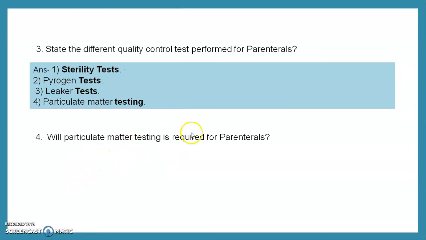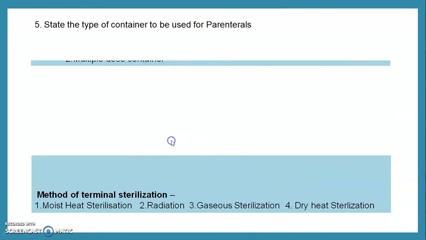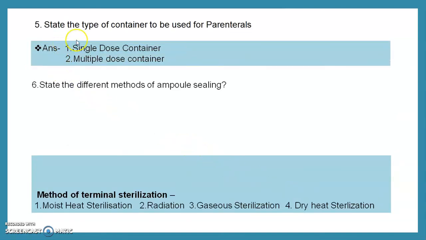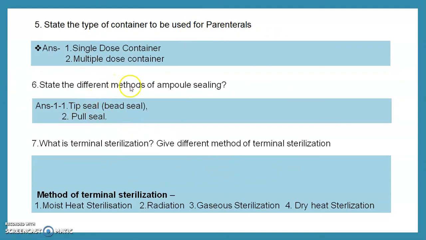Is the particulate matter test required for parenterals? Yes. Particulate matter test is required for parenterals. Then the next question is: state the types of containers to be used for parenterals. That is single dose containers and multiple dose containers. Then state the different methods of ampoule sealing: tip sealing and pin sealing. These are two techniques for sealing the ampoules.